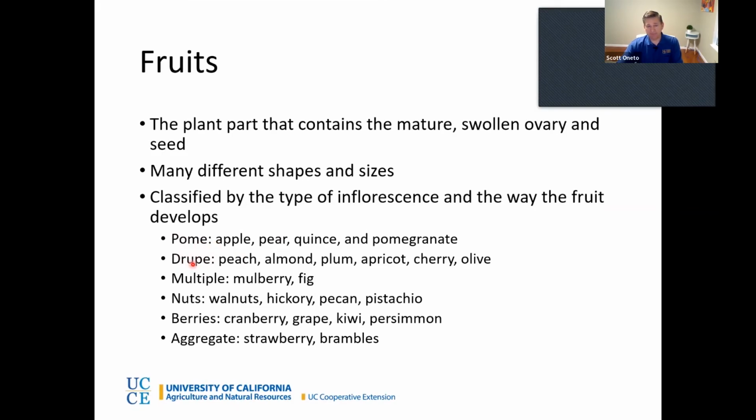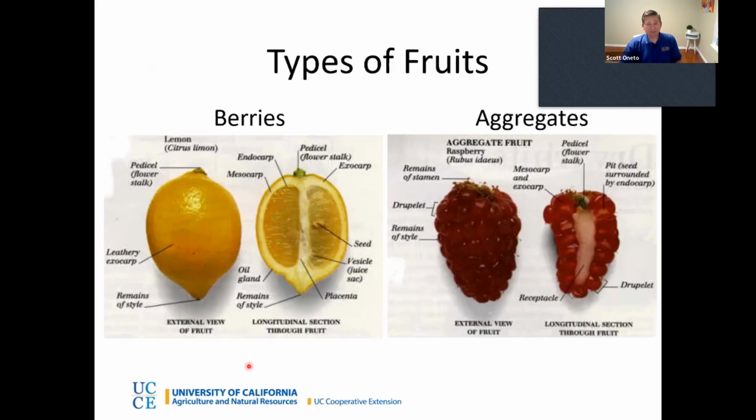Drupe is another type of fruit. That includes many of the things that have stones in them, like a peach or almonds or apricots or cherries or olives. There's multiple fruits. There's nuts, of course. Nuts is a big classification of fruits. And then we have berries, which are things like cranberries, grapes, and kiwis, and also aggregate fruits, which are all of the brambles. So like blackberries and strawberries are all types of aggregate fruits. So here are two different examples of those classifications of fruits and some of the different terminology used to help describe these different classifications.